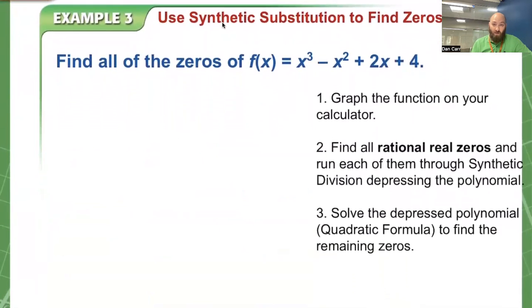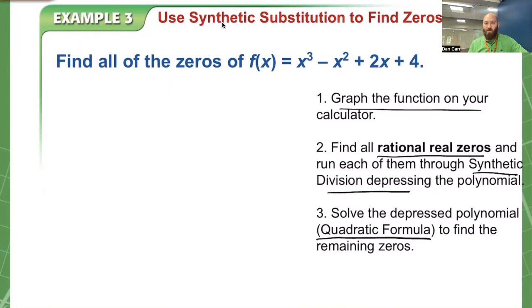All right, now we're going to use synthetic division or synthetic substitution to find all of our zeros for this one. The first thing I want to do is graph the function in a graphing calculator. After that, check the calculator for any rational real zeros. Once we find rational real zeros, we plug those into the synthetic division, which will depress the polynomial. We keep going until we have a polynomial that is just a quadratic, and then we can use our quadratic formula. So let me pull up the graphing calculator.